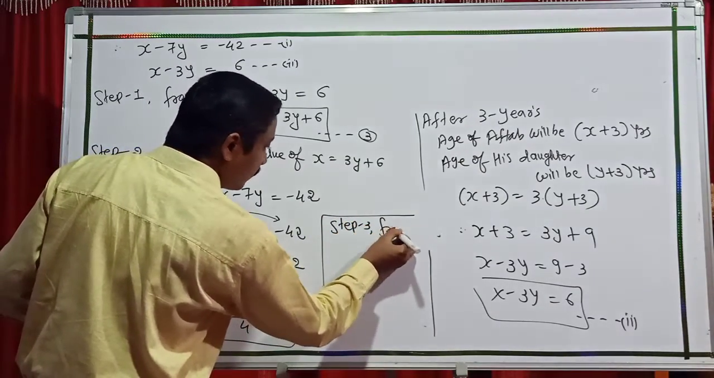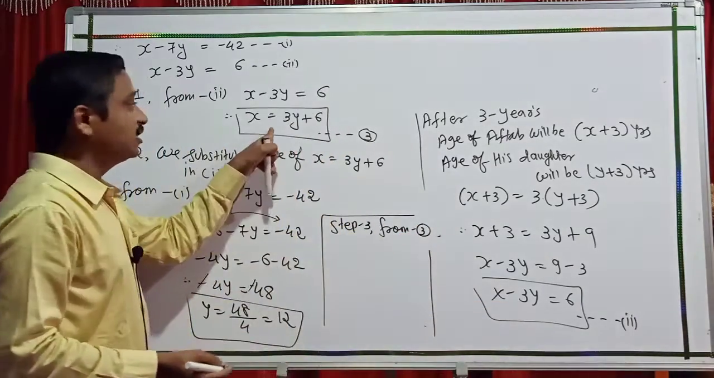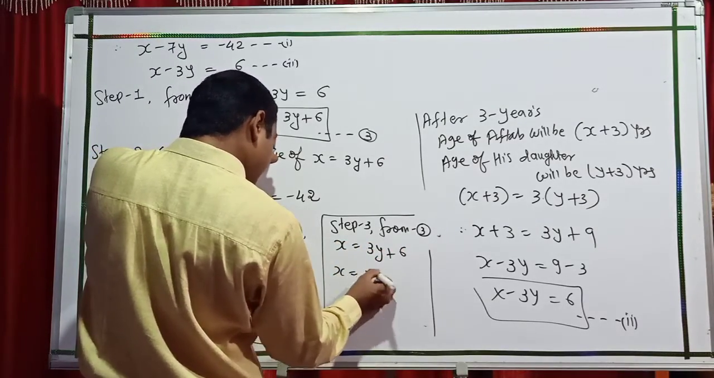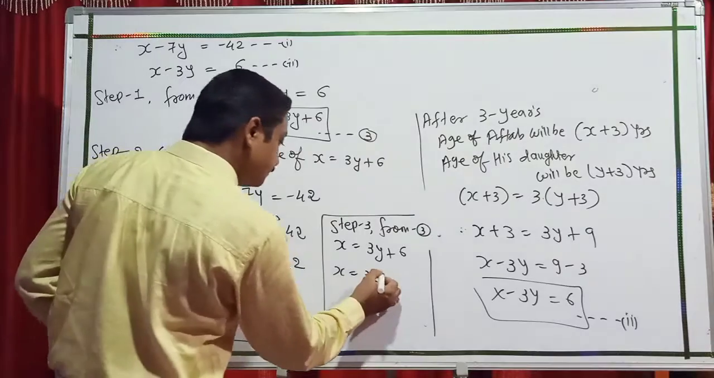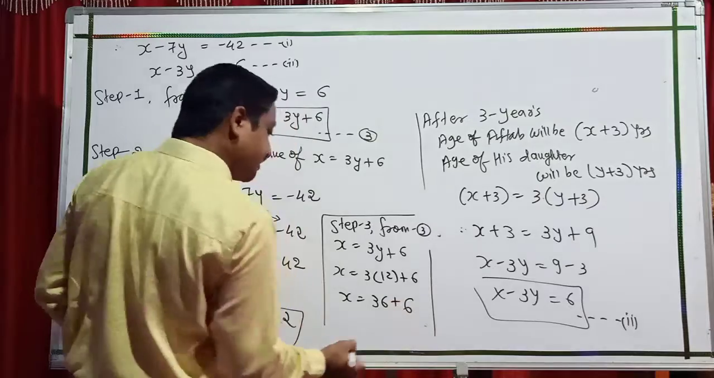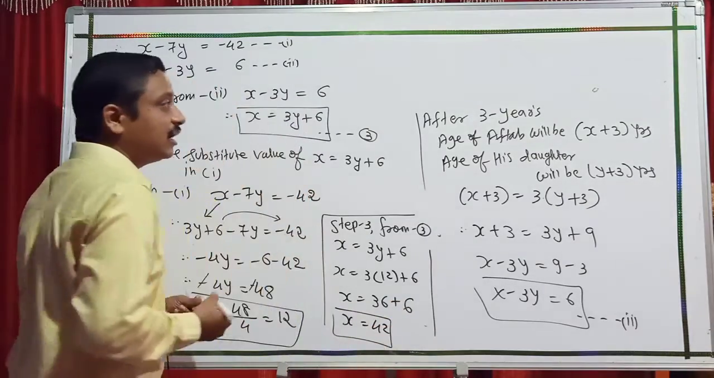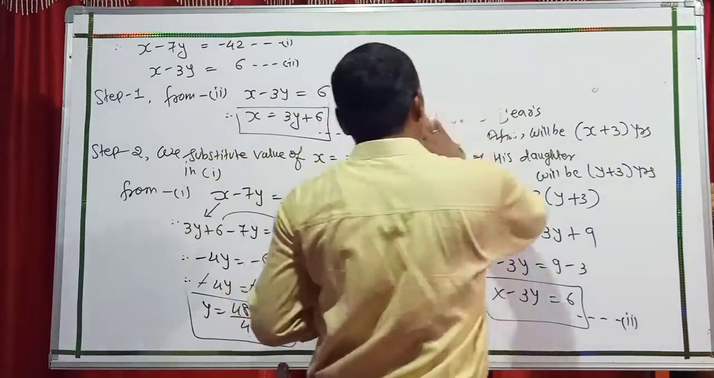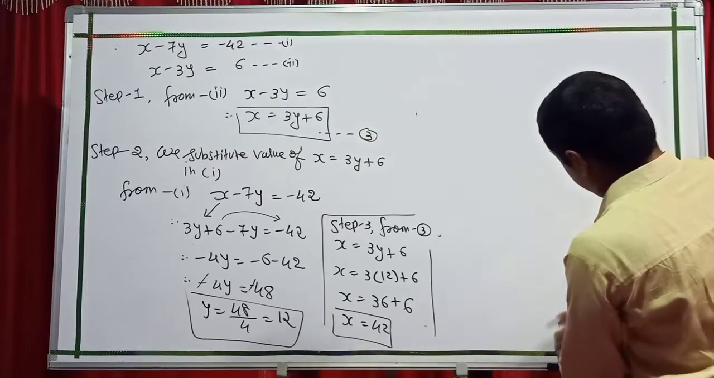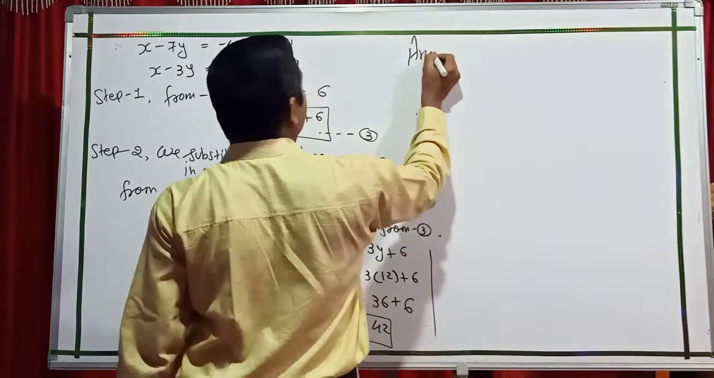Now finally I go to step 3. From 3, students, x is equal to 3y plus 6. Apply that y. Y is what? 12. So 3 times 12 is 36, 36 plus 6 how many? 42. It means at last you get the answer for this sum: Aftab's age and his daughter's present age. So last, write down your answer.